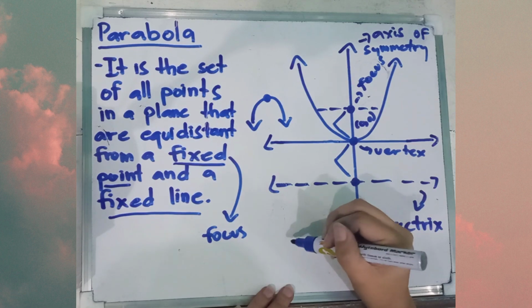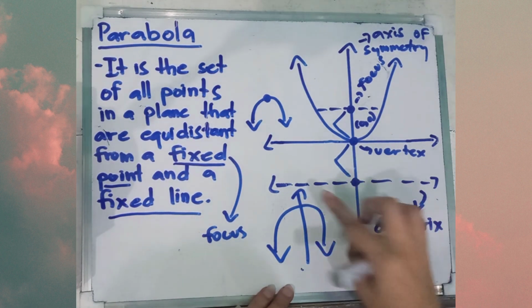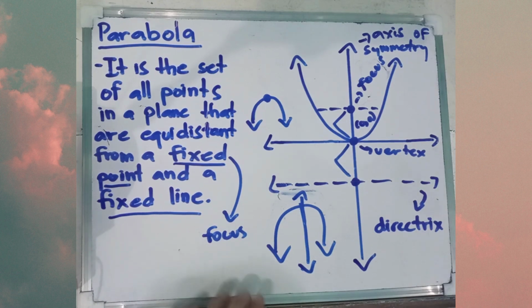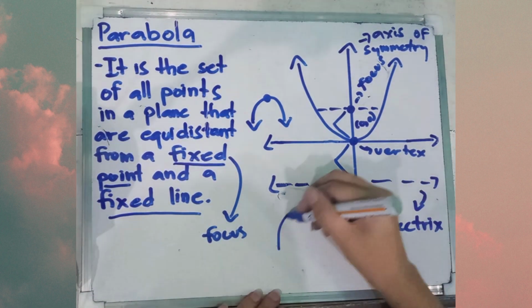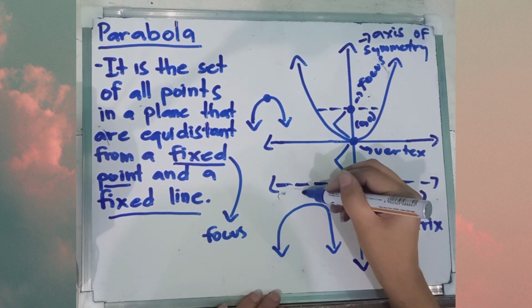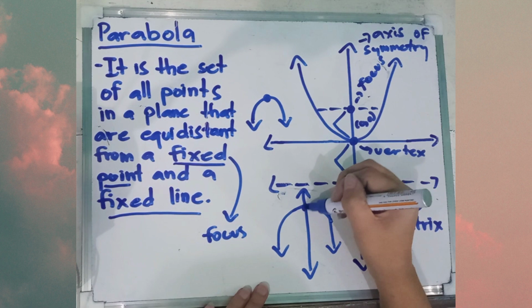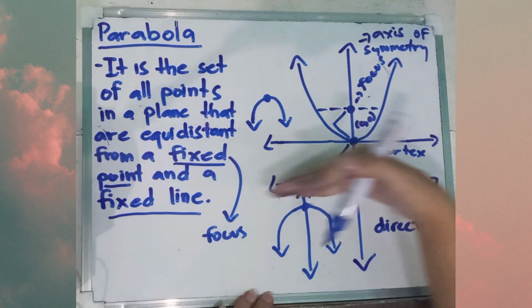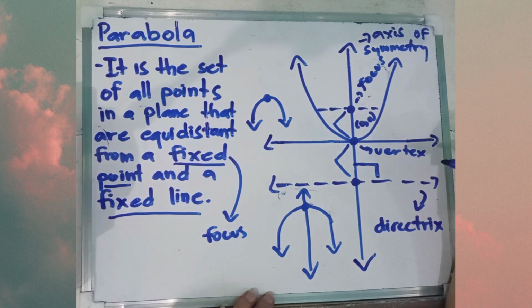If our parabola is in quadrant 3, our axis of symmetry, wait, let me draw that again. If our parabola is located here, our axis of symmetry will be there. The axis of symmetry passes through the vertex. Also, the axis of symmetry is perpendicular to the directrix, perpendicular meaning it will create a 90-degree angle.